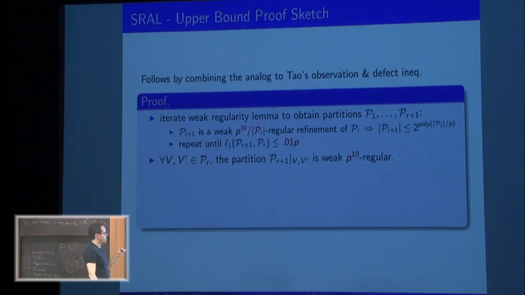I will bound the number of iterations r that we have to make in a second, but notice that once we're done, we have the partitions pi r plus 1 and pi r.